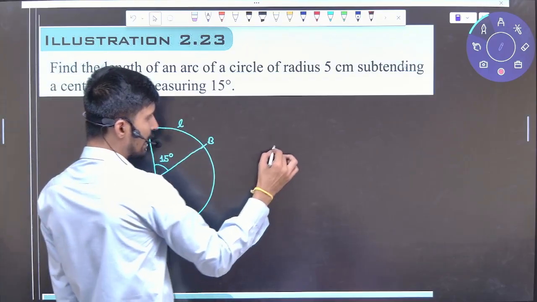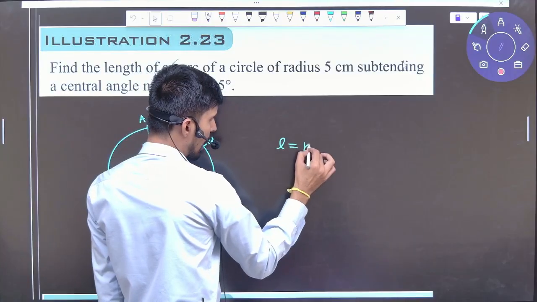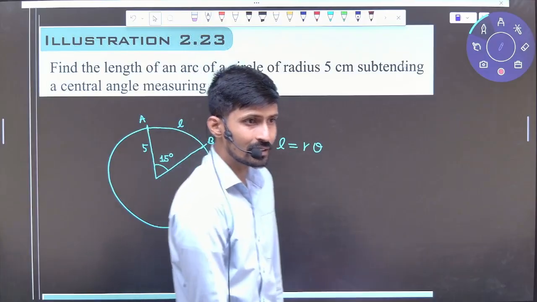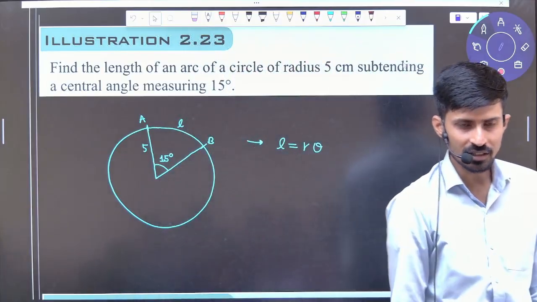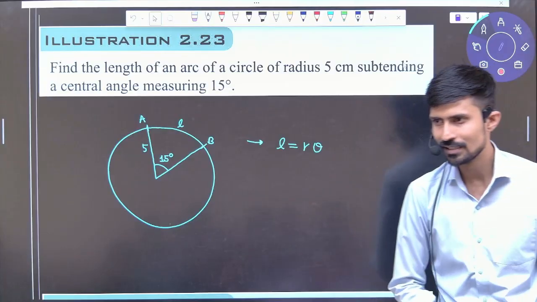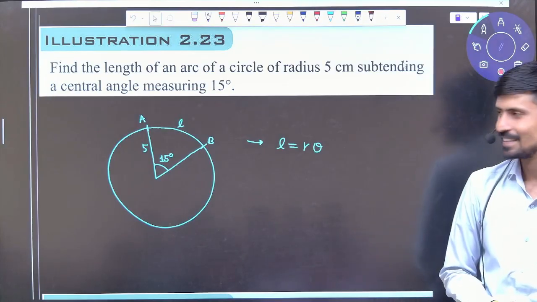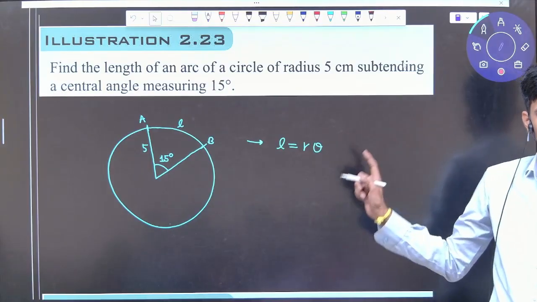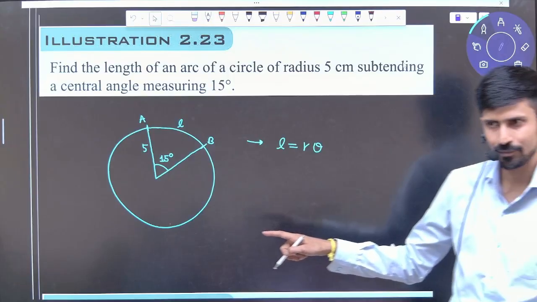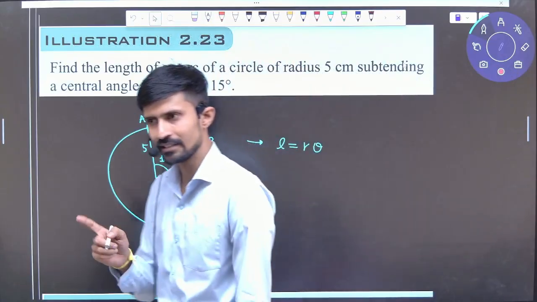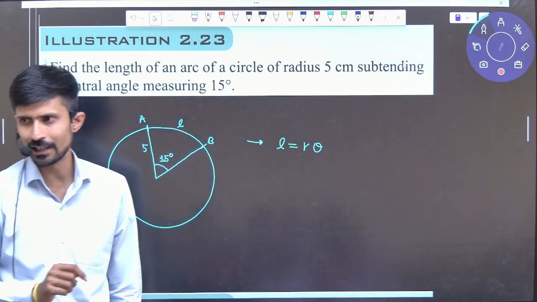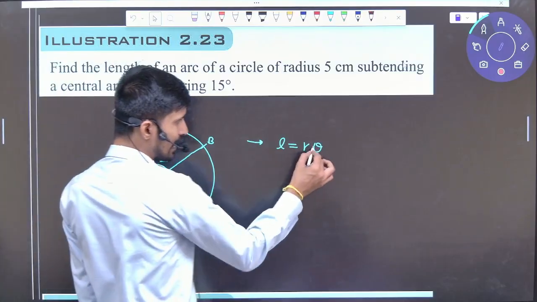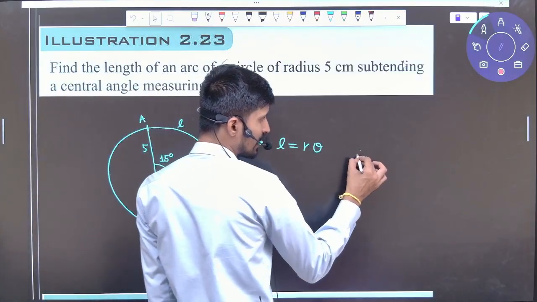So we know L is equal to R theta. But do you remember, theta should be in radian or degree? Skanda, Dhruva, see this side. So tell me, theta will be in radian or degree? In this formula, theta is in radian. Don't write 60 degree, 70 degree like that. Always put radian. So theta is 15 degree. We have to change 15 degree into radian.